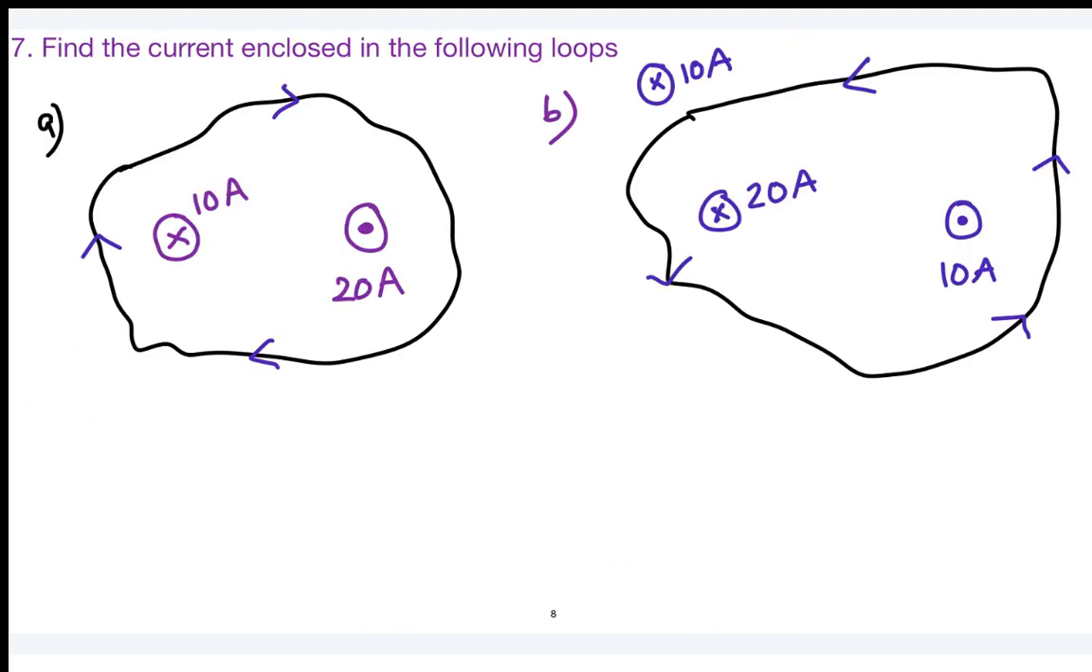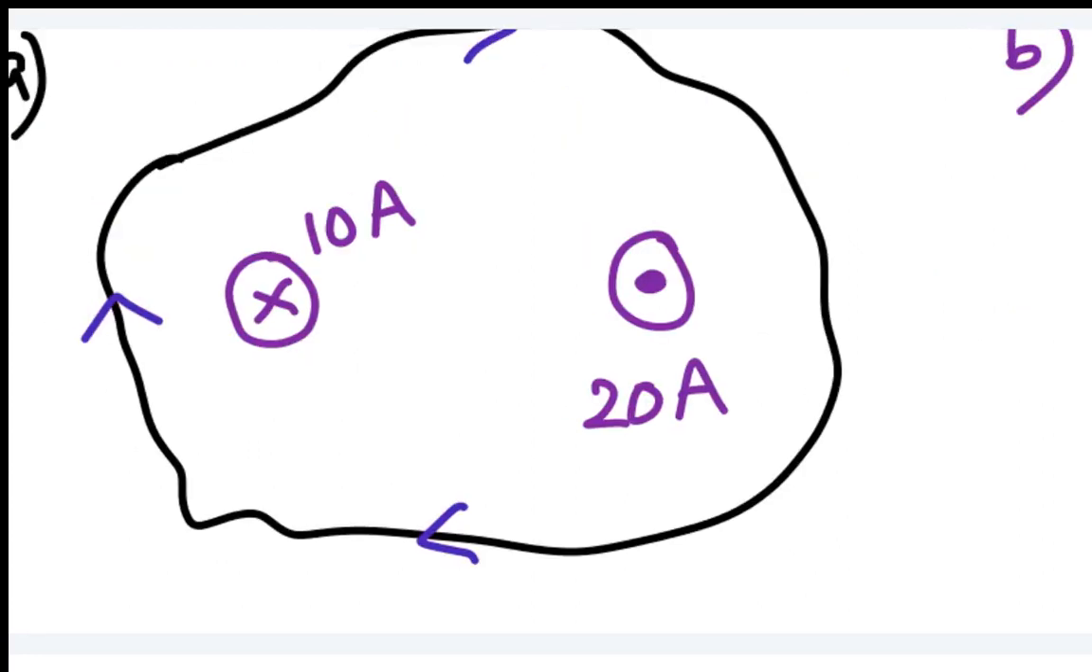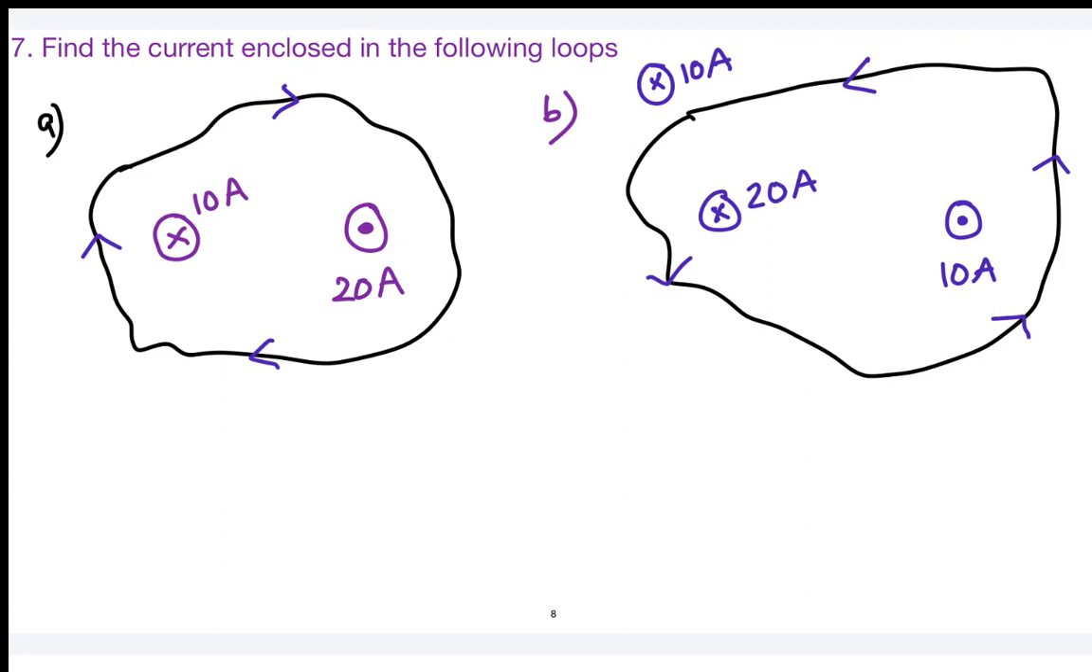So find the current enclosed in the following loops. So this is a loop I was considering, and in that there are some currents. So 10 ampere is into the plane and 20 ampere is outside the plane. So what is the total current enclosed in this? You can tell me that. This kind of problems are very important in GATE.